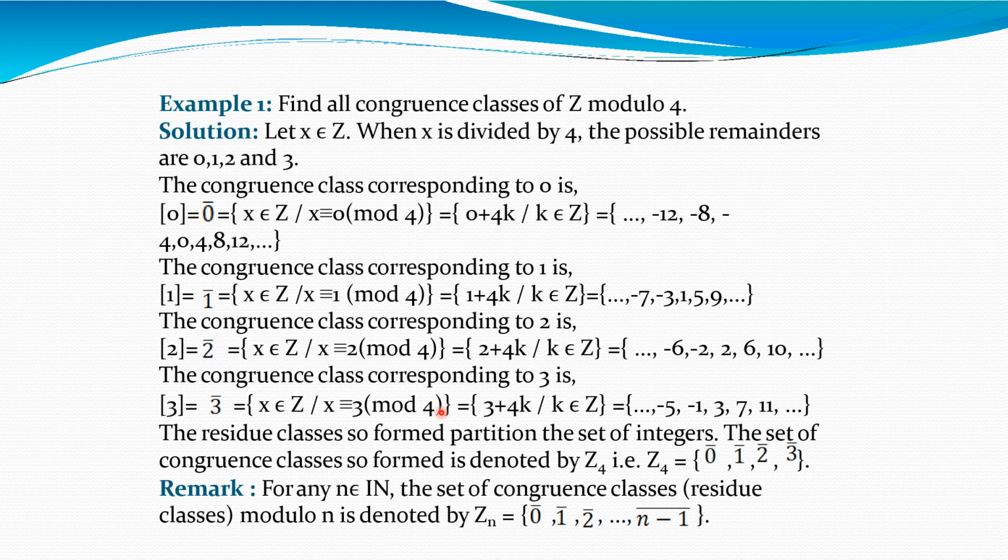Now similar to this, for modulo 4, for any natural number n, the set of congruence classes, that is residue classes modulo n, is denoted by Zn, and it contains the elements 0 bar, 1 bar, 2 bar and so on, n minus 1 bar.